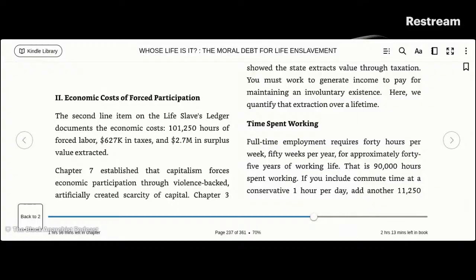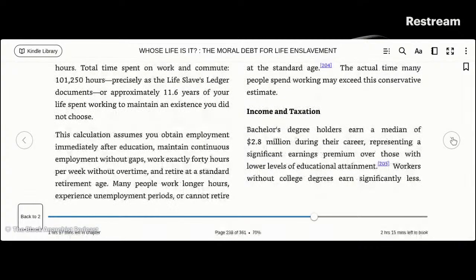Time spent working. Full-time employment requires 40 hours per week, 50 weeks per year for approximately 45 years of your working life. That is 90,000 hours spent working. If you include commute time at a conservative 1 hour per day, add another 11,250 hours. The total spent on work and commute, 101,250 hours precisely as the life slave's ledger documents, or approximately 11.6 years of your life spent working to maintain an existence you did not choose.